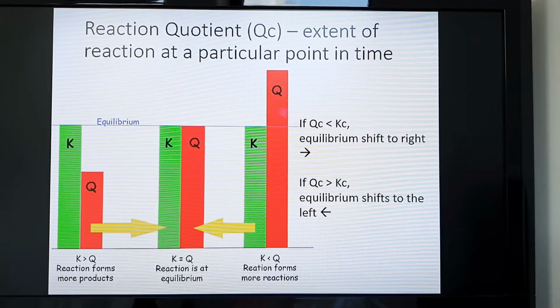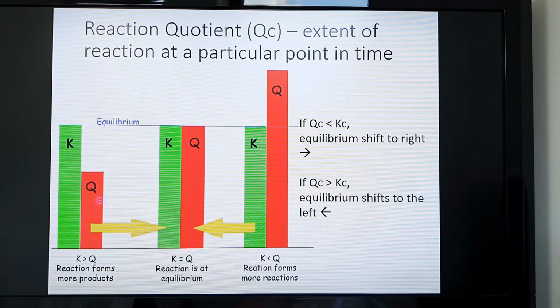Okay, so this is just something to remember. The QC, if it's smaller, what does it mean? If it's bigger than the K, what does it mean? And if they're equal, what does it mean? If you can remember that, you should be okay for your exams.